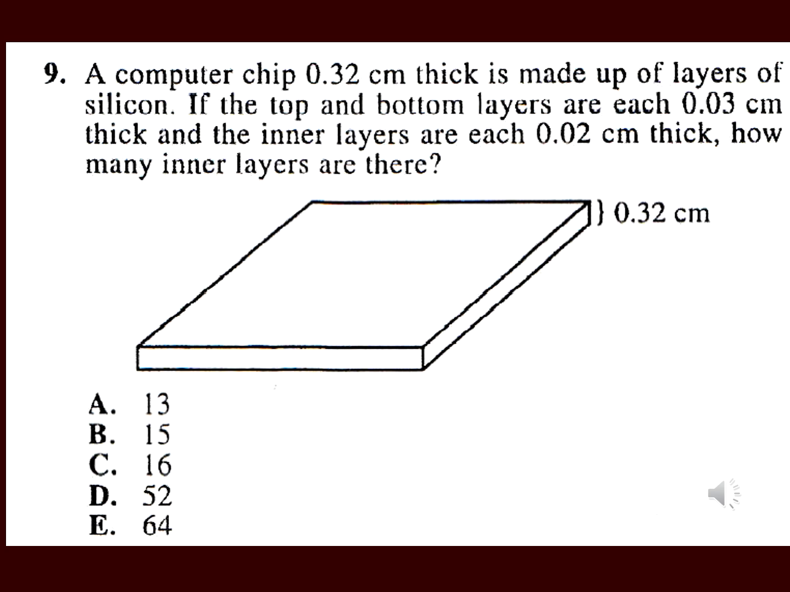Question 9. A computer chip, 0.32 centimeters thick, is made up of layers of silicon. If the top and bottom layers are each 0.03 centimeters thick and the inner layers are each 0.02 centimeters thick, how many inner layers are there? There might be 13, 15, 16, 52, or 64 possible layers. We got to figure that out.